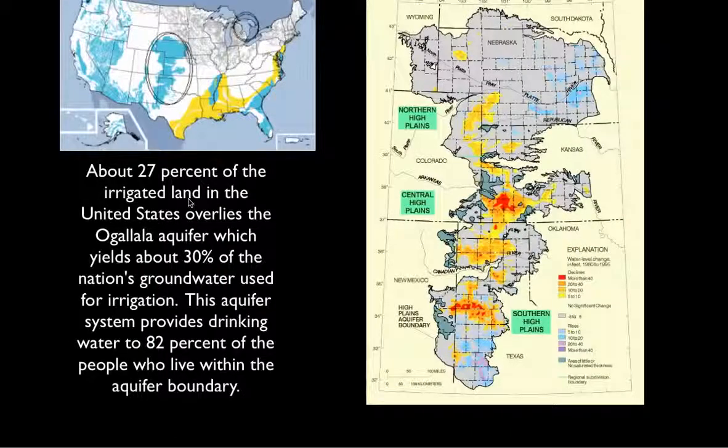About 27% of the irrigated land in the United States overlies this thing called the Ogallala Aquifer. I think your book calls it the Great Western Aquifer or something like that. This provides 82% of the people who live in that area with their drinking water. And this is kind of sad. This is how much the water table has dropped in these areas. And in some places, it has risen. And in this area, most of this, it has stayed the same. We are overdrawing our aquifers.